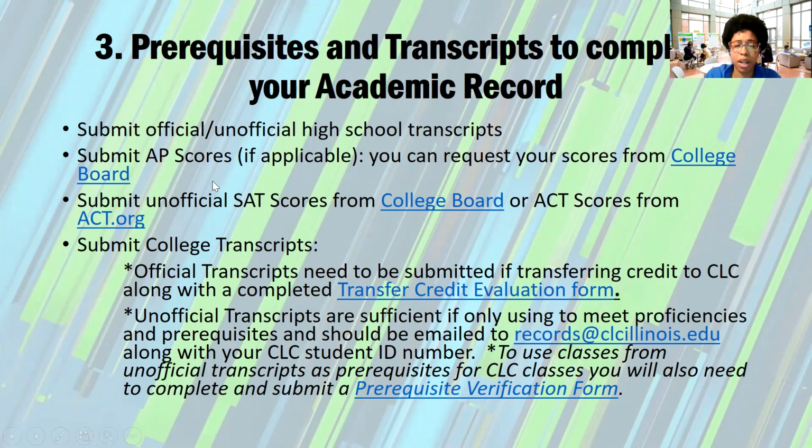You can also submit AP scores to help to receive college credit, and those can be found at College Board. There's a link here, but you won't be able to click it. So the link for that is also on the steps information that you can get from the Adult Learner Google site. AP scores do need to be sent officially if you're going to receive credit from those scores. You can also submit SAT or ACT scores if you have completed either one of those exams.